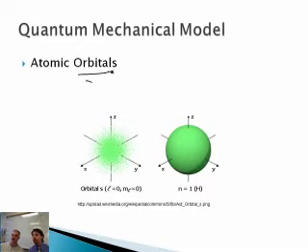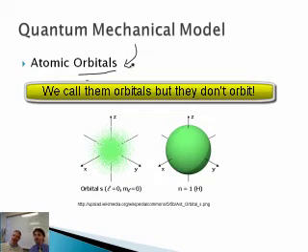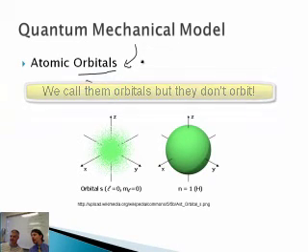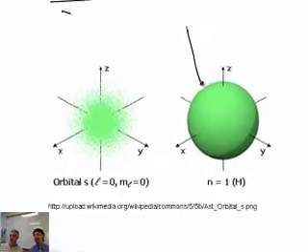Now, the thing I don't like about the word orbital is that they don't orbit. No, it's kind of a bad name for it, actually. Historically speaking, a guy named Niels Bohr came up with this idea of orbitals. He thought the electrons moved around the nucleus, like planets move around the sun. That's where the idea of orbitals came from, but later on came the quantum mechanical model.